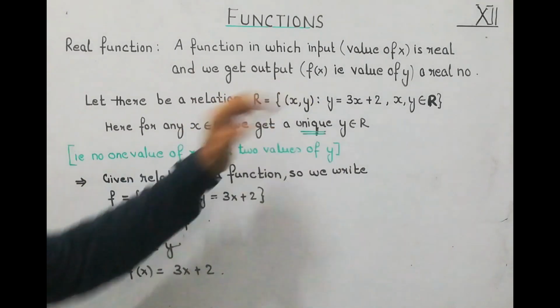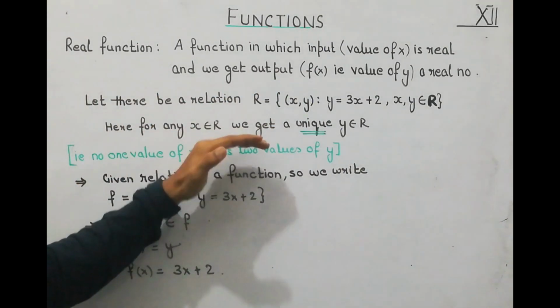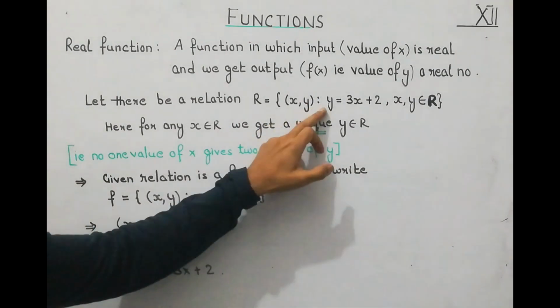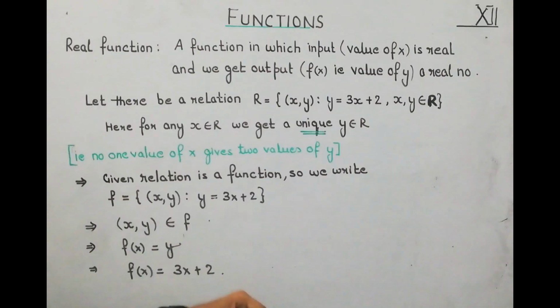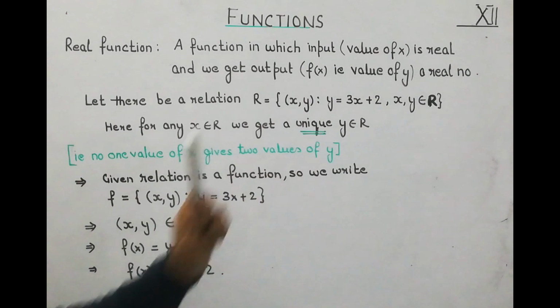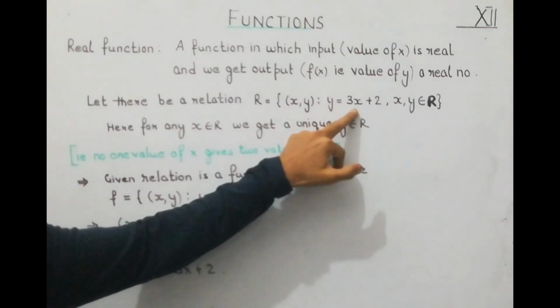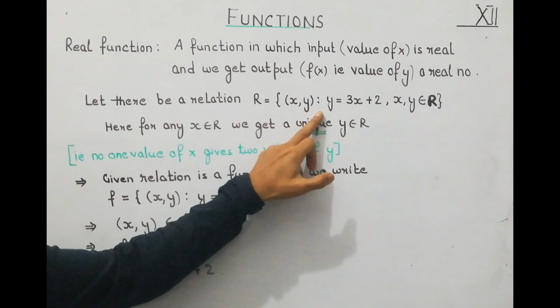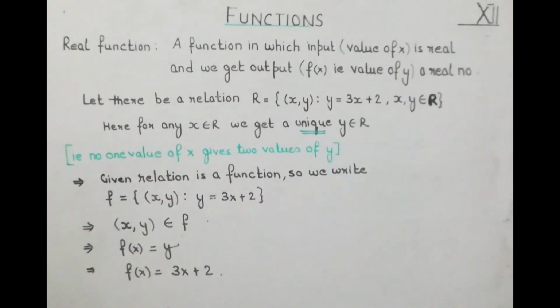Now, here in this relation, if you substitute any real value for x, you will get a real value for y, and that too a unique value. What do we mean by the unique value? That means you are substituting one value of x, and for y you are getting only one unique value. That means no one value of x gives two values of y. Suppose you are substituting 1 over here. So the value for y will be a unique value, that will be 5.